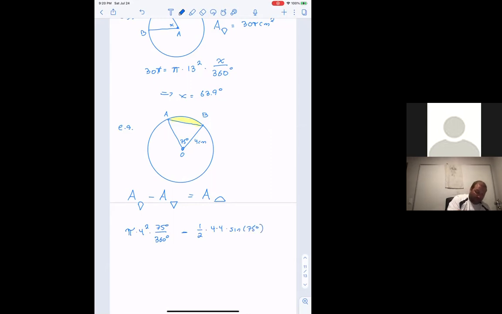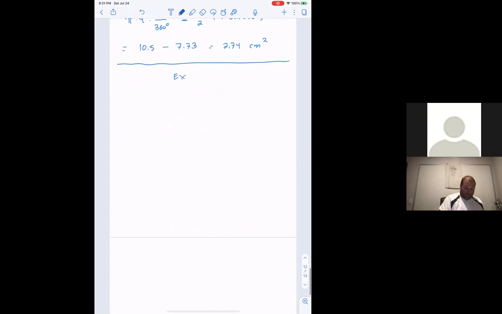And now it's just a matter of taking out your calculator. Well, let's see, can we simplify it all here first? Well, the only thing we can do is pull out a 16, but who cares? So 16, that's 4 squared, times pi times 75 divided by 360. So I get 10.5, and then 8 sine 75 degrees gives me 7.73. And then when I subtract, using all decimals, of course, I get 2.74 square centimeters. And that takes us to exercise 2D. Exercise 2D.